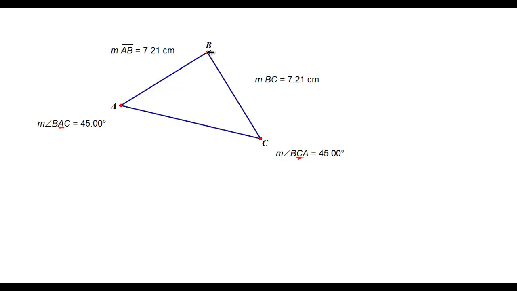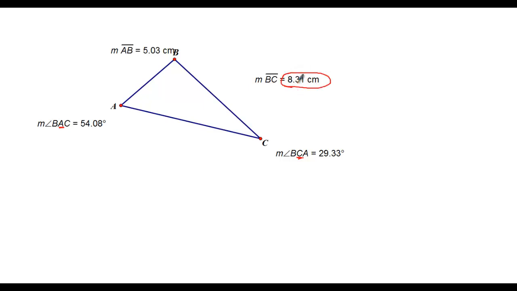If I take point B here and I move it around, what I'm going to do is make side AB be smaller than side BC. Okay, so I can do that real easily. Just move it like this. So now you see that side AB is 5.03 and side BC is 8.31. So clearly, this side is larger than this side. And notice what happened to the angles. The angle that is opposite of the largest side is also the largest angle.